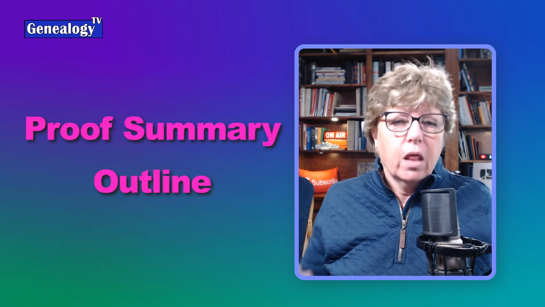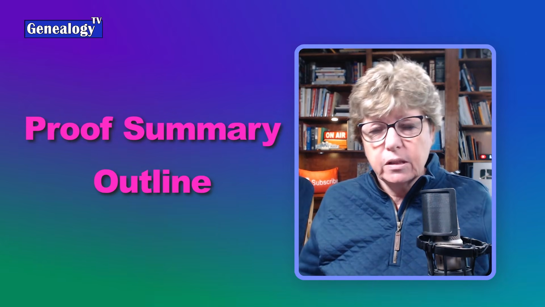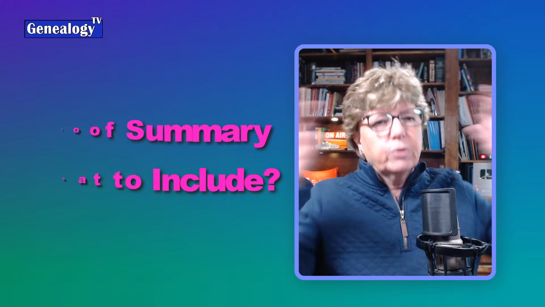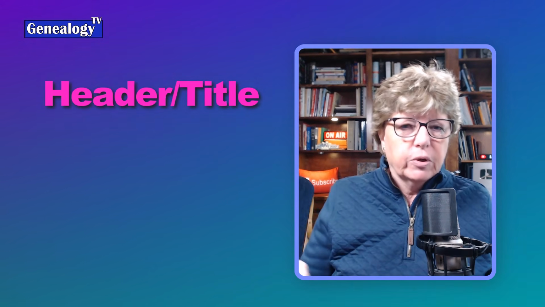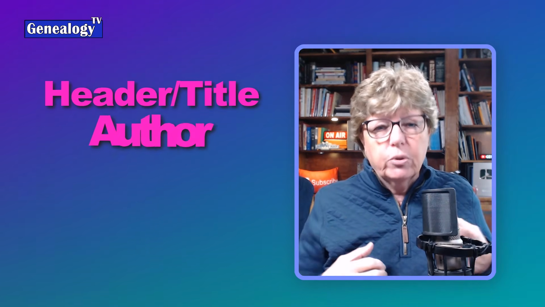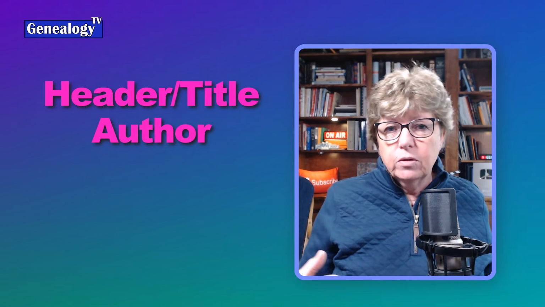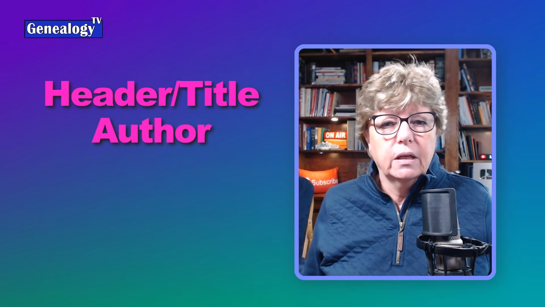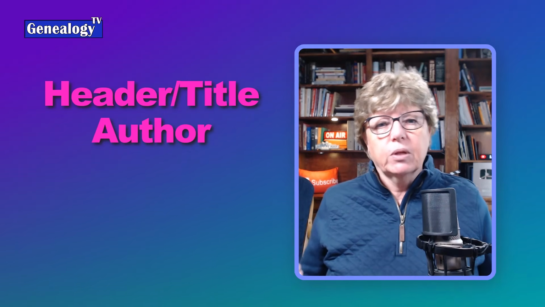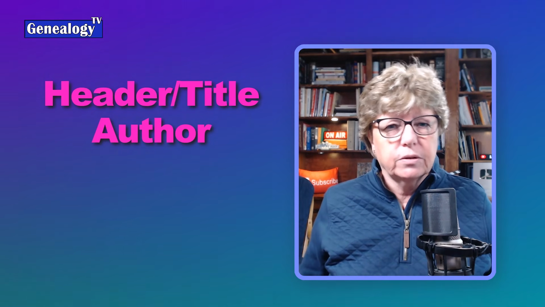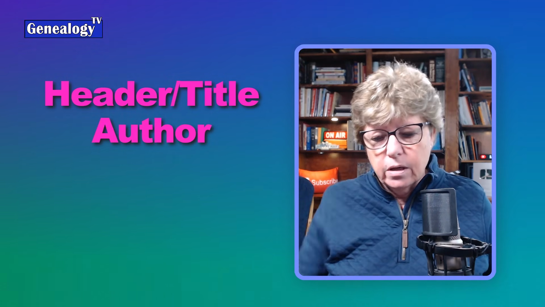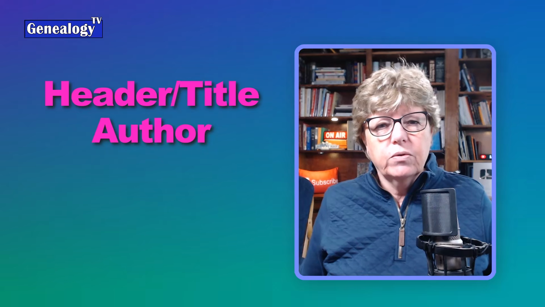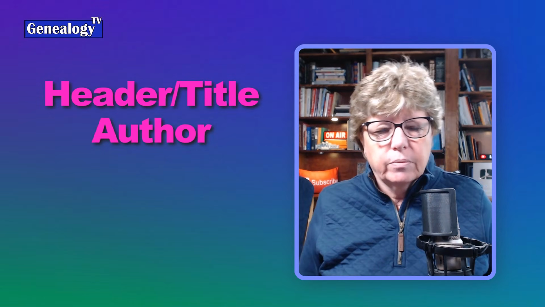Let's review the outline for a proof summary, because that's really the subject of today's video. Okay. So first of all, what do you include? I usually put a header at the top. This is a title at the top, proof summary. And then you might want to put your name as the author so that you can give some credibility to the document which you are creating, right? I do not advise, if you're going to be uploading this anywhere publicly, don't put your personal contact information on there. They can always reach out to you through FamilySearch or whatever platform it is you're uploading this document to.